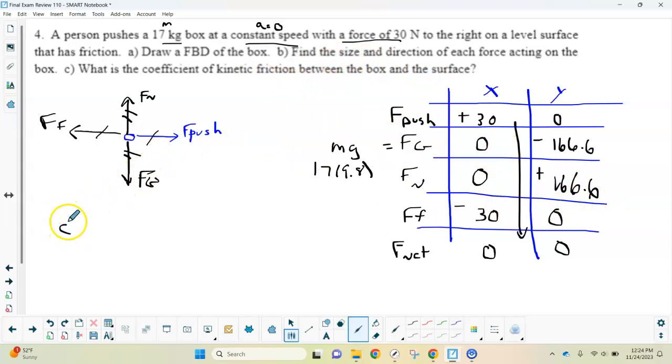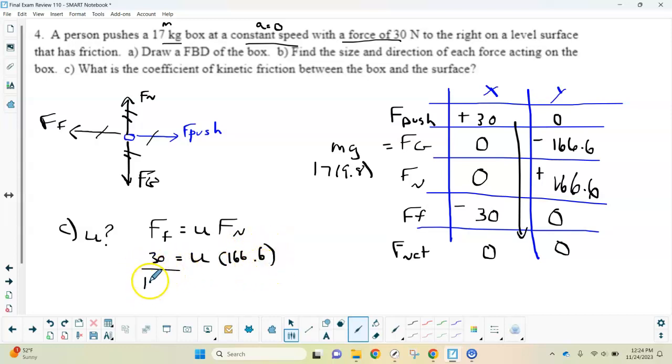So those are all the forces, their sizes and directions, they're all listed there. The coefficient of friction is mu. So we're looking for the mu value. And that's from the friction equation. So Ff for the friction is the coefficient times the normal force. So we're just going to take these numbers and plug them in. So 30 is on the left side, mu is what we're looking for, and then 166.6 is on the right. You divide through by the 166.6 on both sides to get mu.